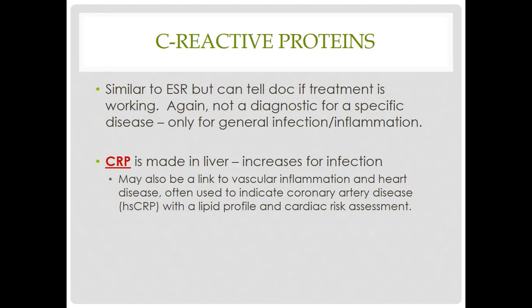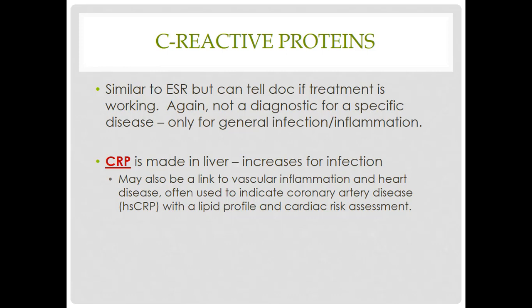C-reactive protein, CRP, is another thing that we can do. It's a blood test we send to the lab. We don't do that in the doctor's office. It's similar to the ESR, but it can tell the doctor if the treatment is working. If treatments are working, it's faster to send it to the lab than to do an ESR. A C-reactive protein, again, is not a diagnosis for a specific disease. It's only for general infection and inflammation.